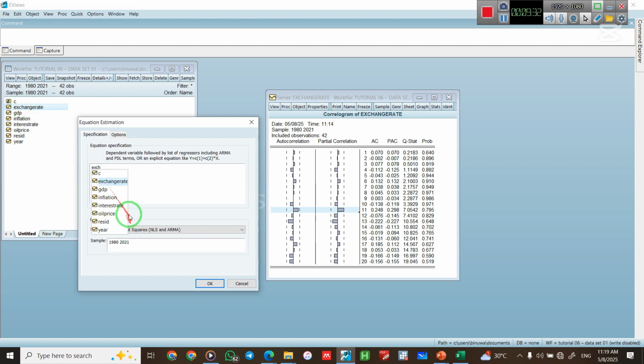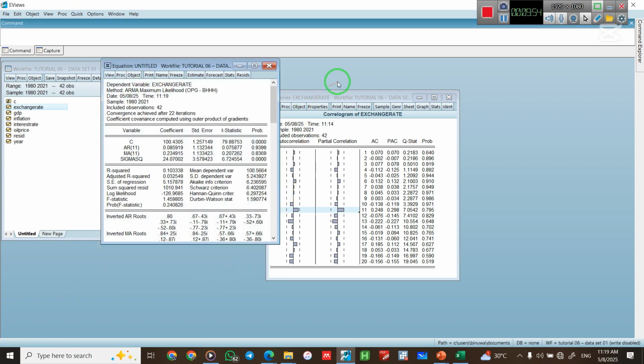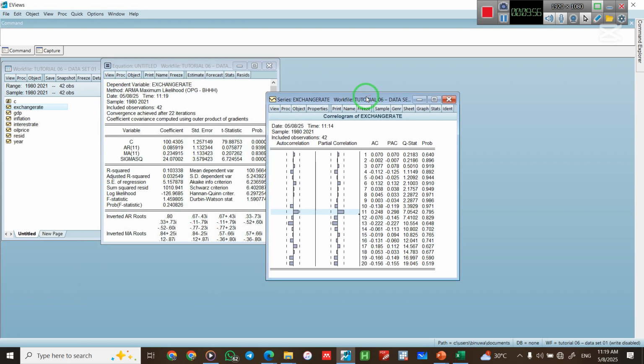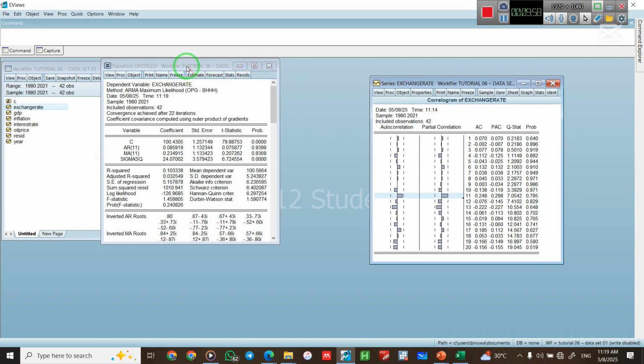So you can type EXCH, and then it will pop up the variables you have. So exchange rate, and then press C for the constant, and I will add in my ARMA model. So our AR term is AR(1) and MA term is MA(1), and then press OK. So this is your ARMA model. This is your output for ARMA model, right?